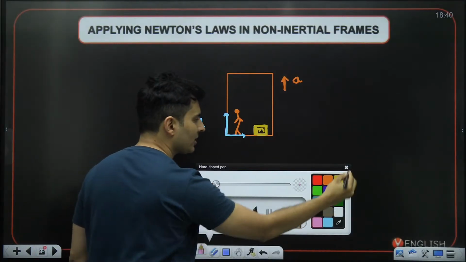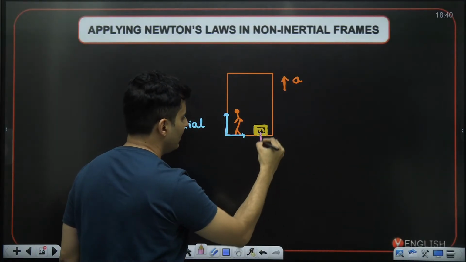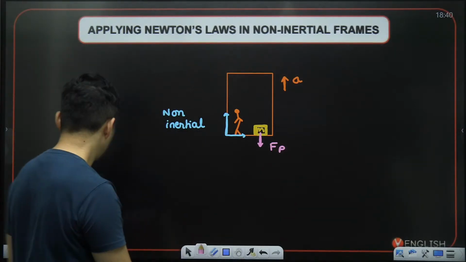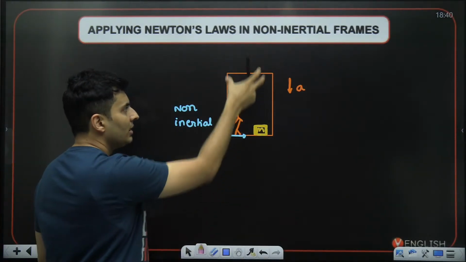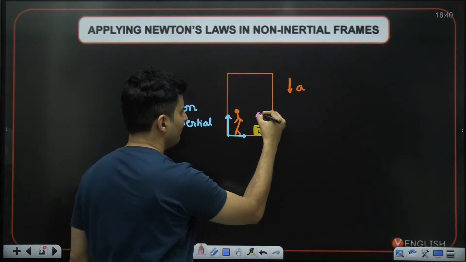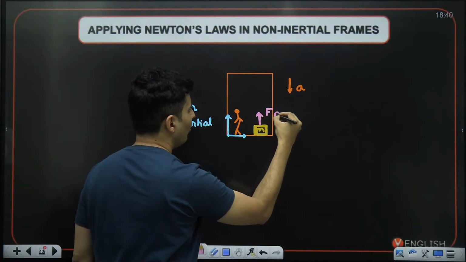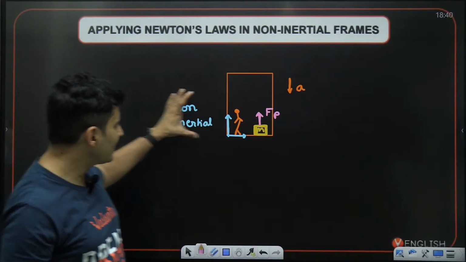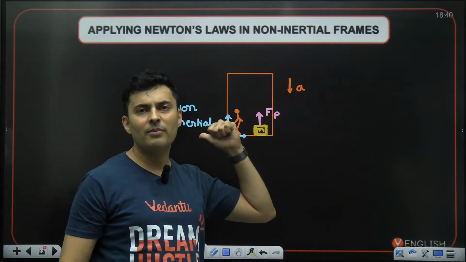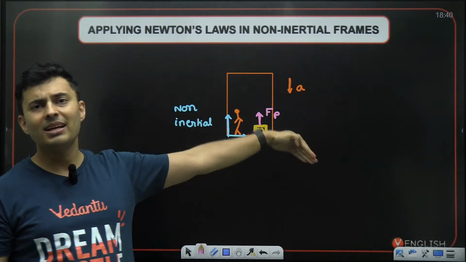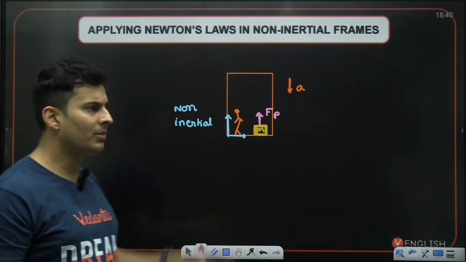This first situation is accelerating up, so the pseudo force on this box will be down. This is the direction of the pseudo force. In the second scenario, the lift is accelerating down, so the pseudo force will be upwards. If the lift was accelerating right, pseudo force will be left side. If the box is accelerating left, pseudo force will be right side. That's all. Keep in mind.